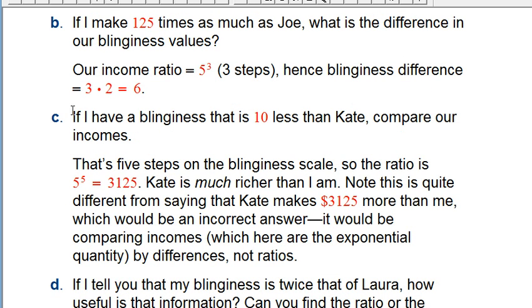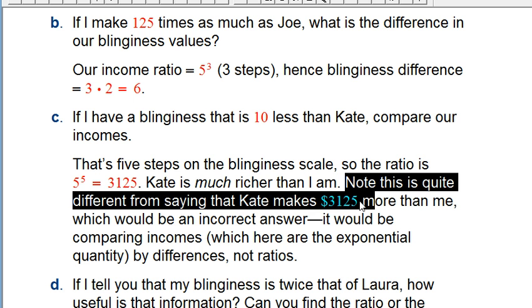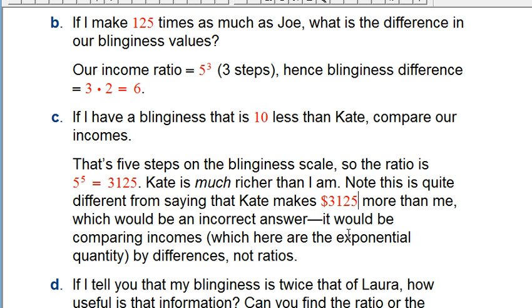Okay. So, now what happens if we know the blinginess comparison and see what happens to the income? Okay. Well, I have a blinginess that's 10 units less than Kate's. Well, how many steps is that? That's 5 steps on the blinginess scale, because 10 is 5 times 2. So the ratio of her income is 5 to the 5th times as big. Kate is a lot richer. Okay, so I wanted to highlight, some people are saying, oh, Kate makes $31.25 more. That doesn't make any sense because incomes on this scale are multiplicative.